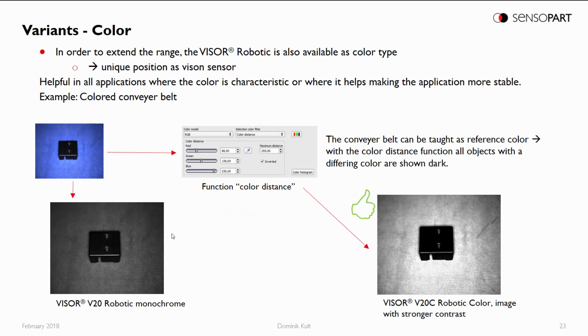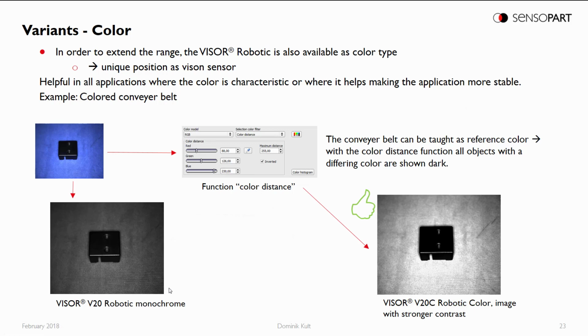And to extend the range, the VISOR Robotic is also available as a color type. This is a unique position as a vision sensor, and this is helpful in all applications where the color is correcting or helps make the application more stable. For that I prepared a small example. We have a blue conveyor belt with a dark part on it. When we look at it the monochrome way, we have a dark object on maybe a dark gray background.